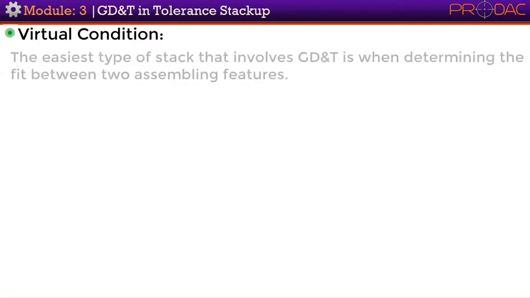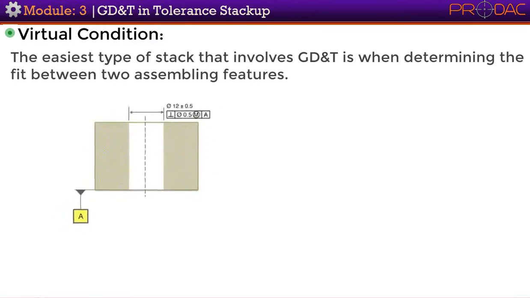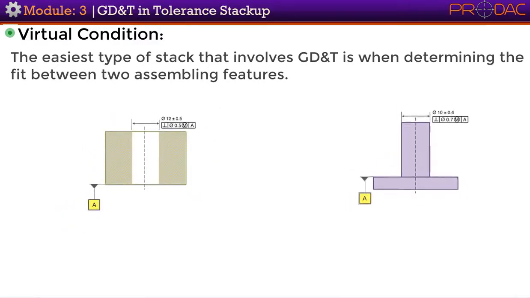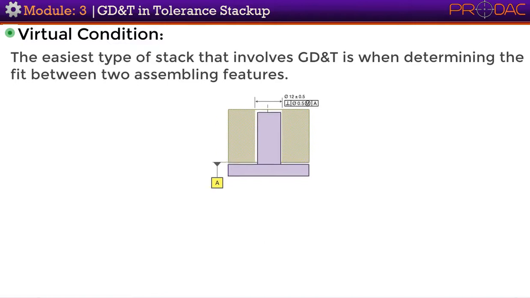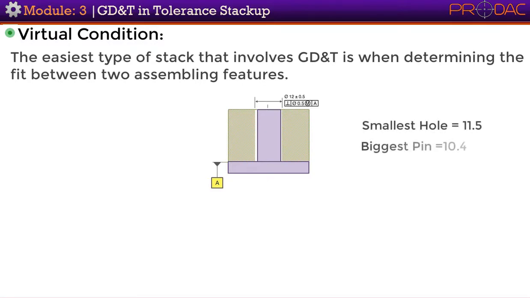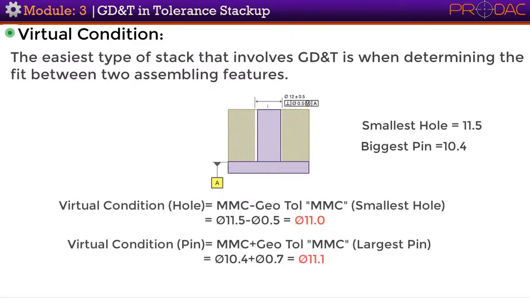Virtual condition. The easiest type of stack that involves GD&T is when determining the fit between two assembling features. For example, a hole and a shaft as shown here. If we ignore GD&T, we can say enough room is present to make assembly happen because smallest hole is 11.5 mm and biggest pin is 10.4 mm. Now, if we look at virtual condition of hole and pin, we can see that smallest hole is 11 mm and biggest pin is 11.1 mm, which means they won't fit together.